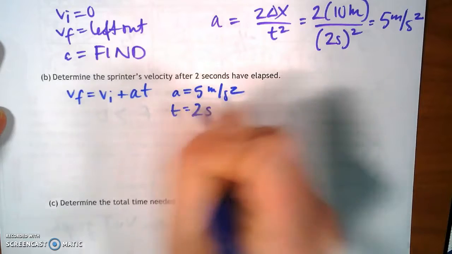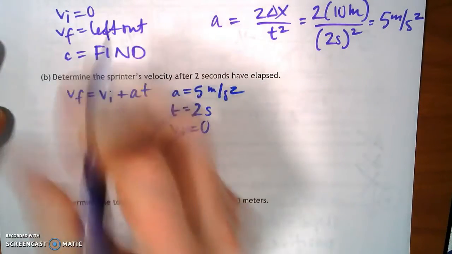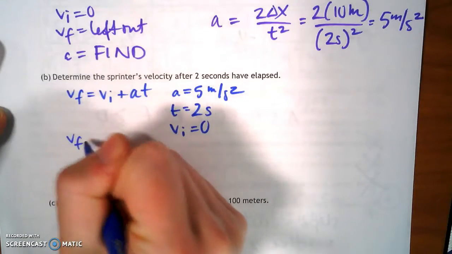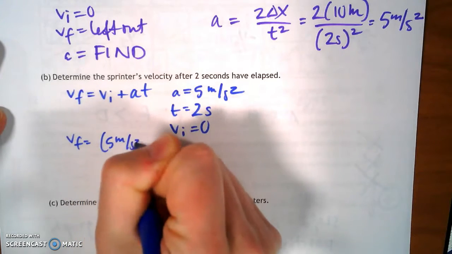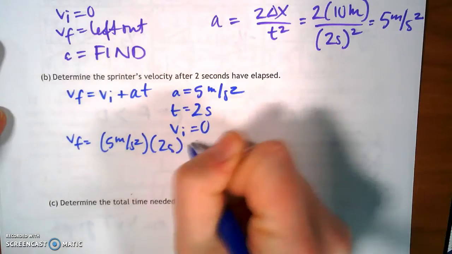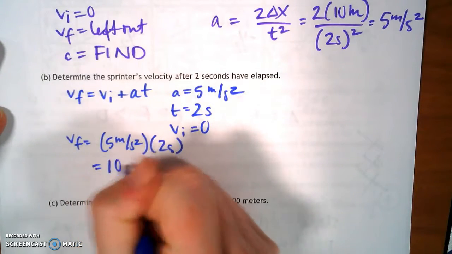So after those 2 seconds, what do we have? We've got our final velocity is equal to 5 meters per second squared times 2 seconds. So our final velocity is 10 meters per second.